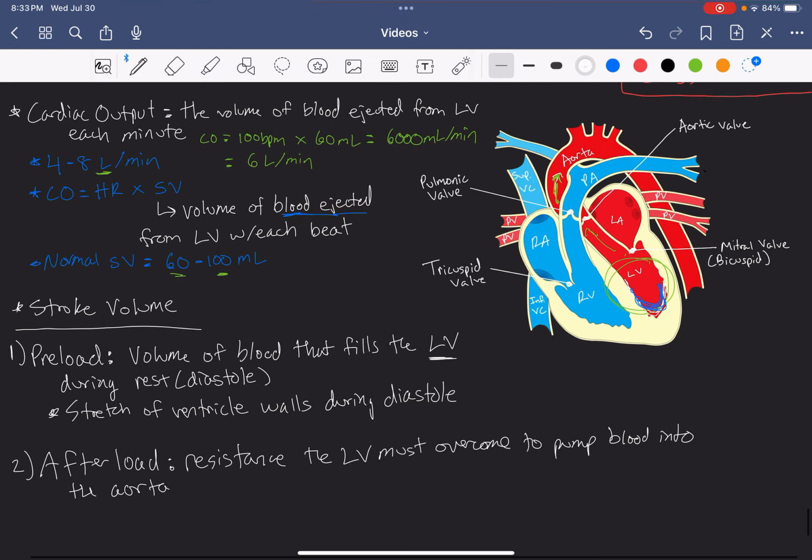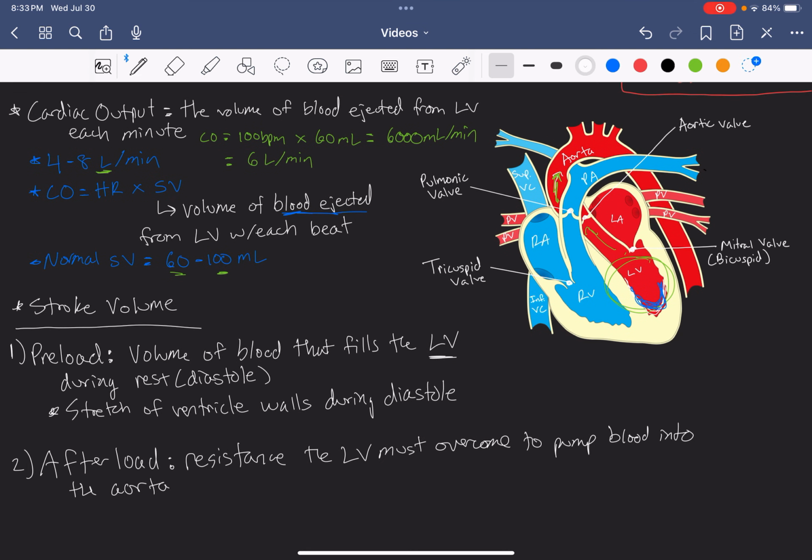Okay. Now, the afterload can be influenced by a few things. With an increased afterload, if you look here at this aortic valve, maybe aortic valve stenosis would lead to an increased afterload. Anything that causes vasoconstriction is going to increase your afterload, and then a decrease can be just the opposite, right? So vasodilation will lead to a decrease in afterload.